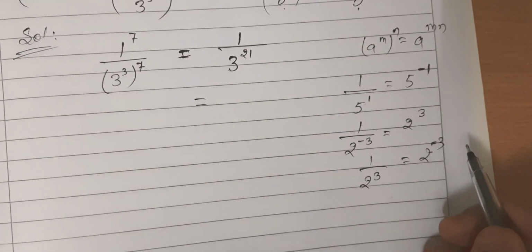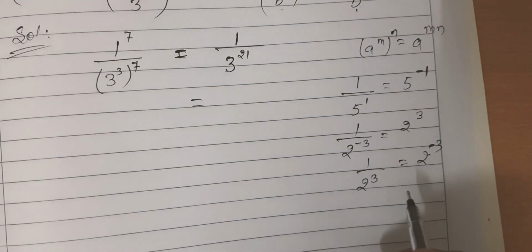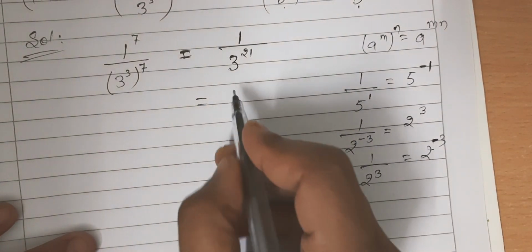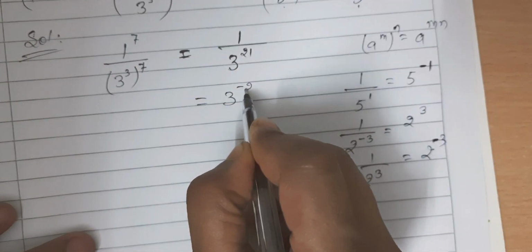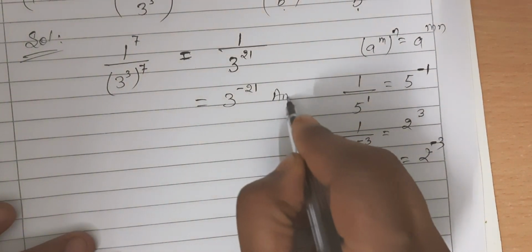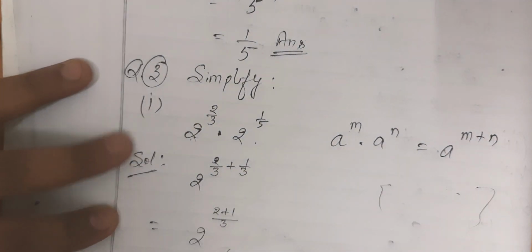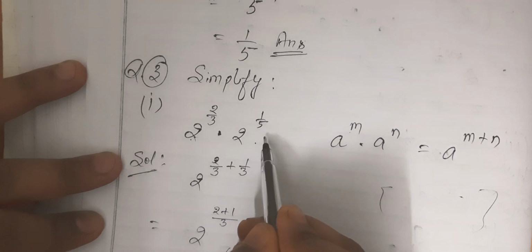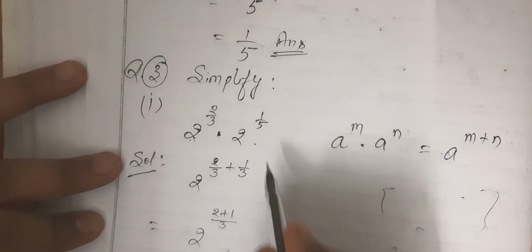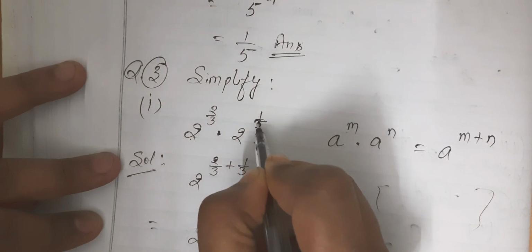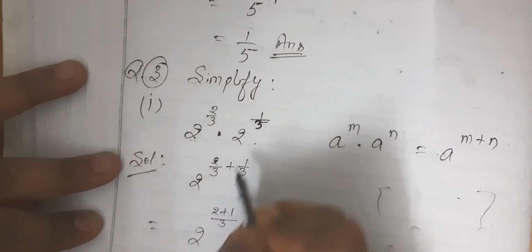So whenever we change, the sign will change. So here we will get 3 raised to the power minus 21. So this is the answer. And in the first question, it's 5, not 3. Here I have taken 3. So in the question I'll make the change first and I will solve question number 1 once again.